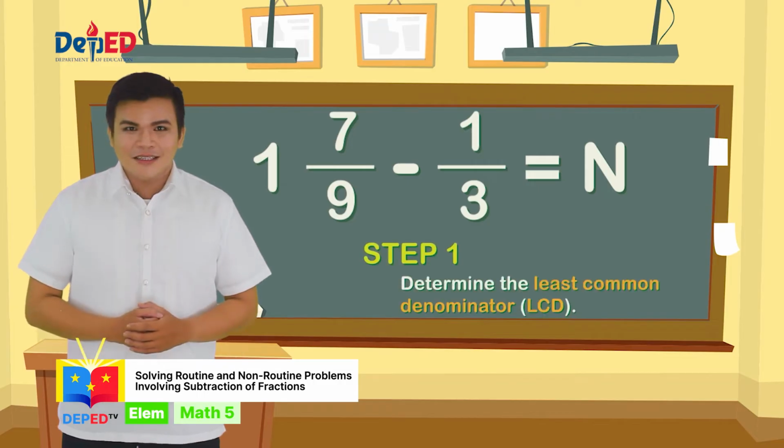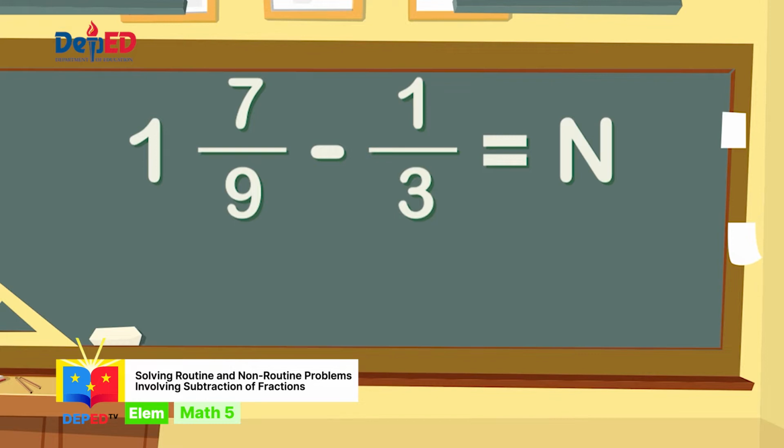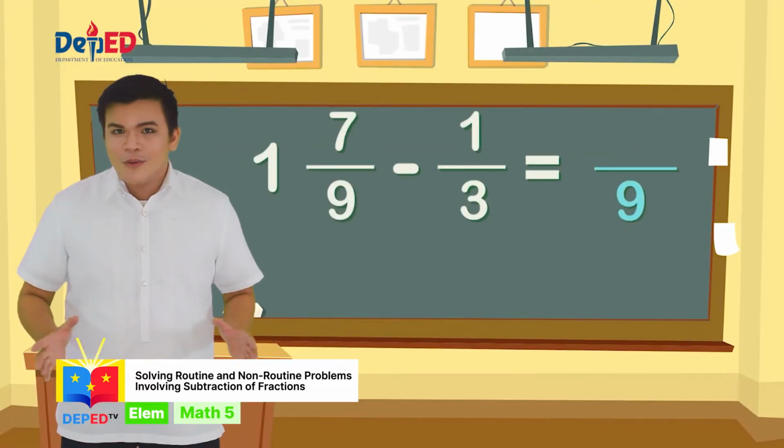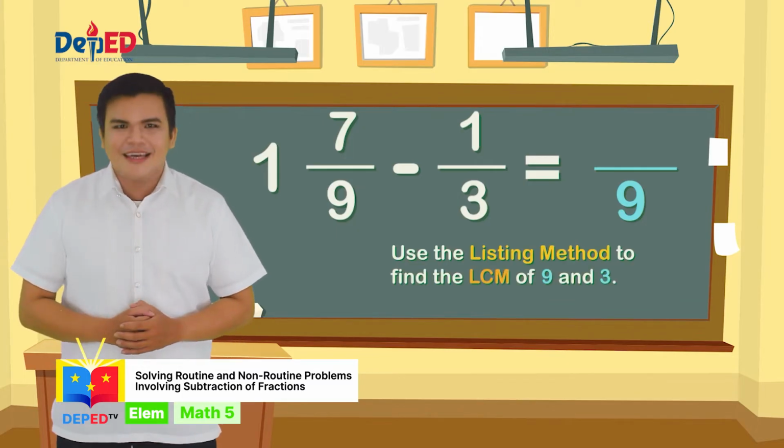Step 1. Determine the least common denominator or the LCD. The denominators of 1 7/9 and 1/3 are 9 and 3. 9 is a multiple of 3, so 9 is a good choice to be our LCD. To check whether 9 is the right choice, let's list down the multiples of 9 and 3.